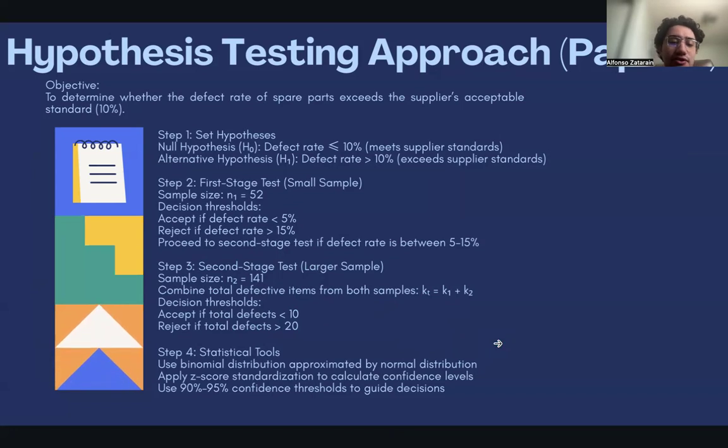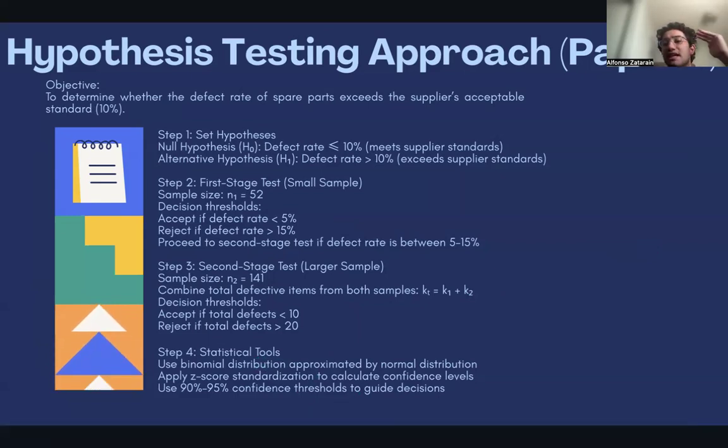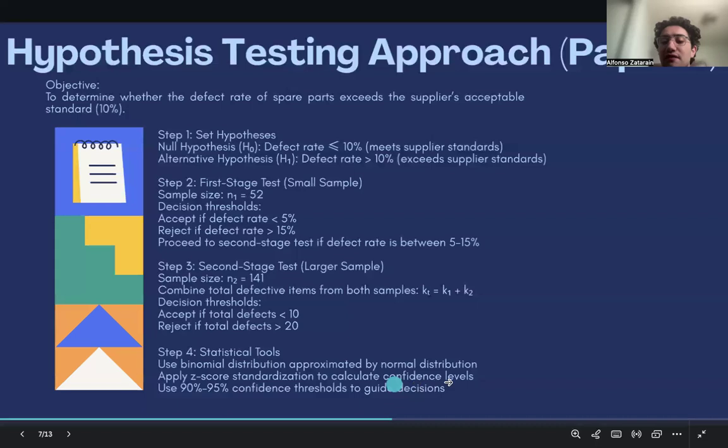The statistical tools we used: a binomial distribution approximated by a normal distribution. We apply a z-score standardization to calculate confidence intervals from 90 to 95%. Well, why is this a binomial? We have a binomial because it's either accept or reject. And a z-score is because of the confidence levels from 90 to 95.